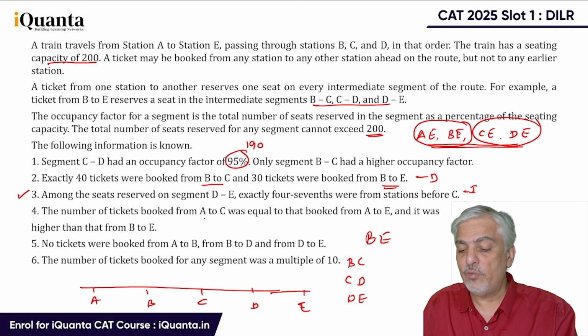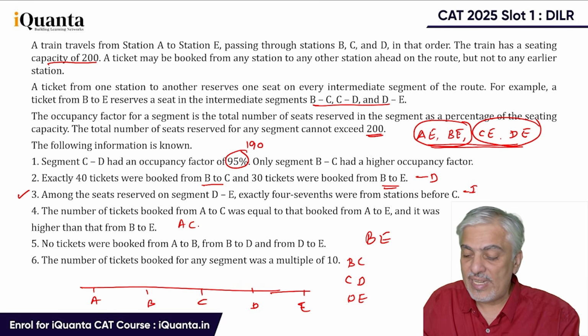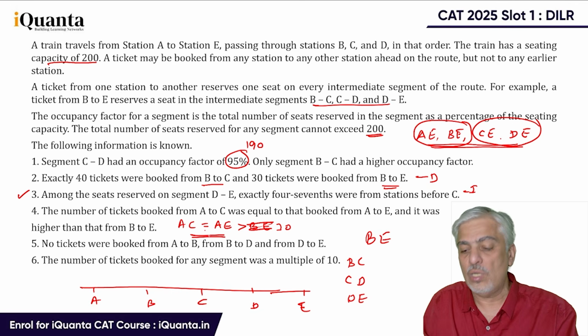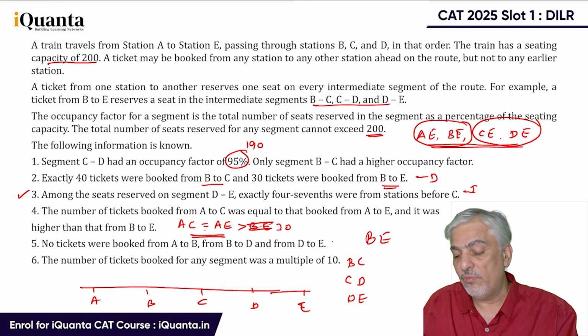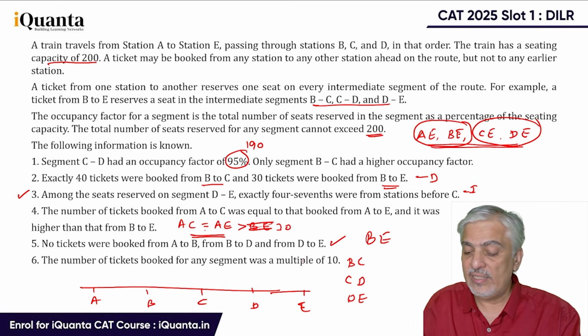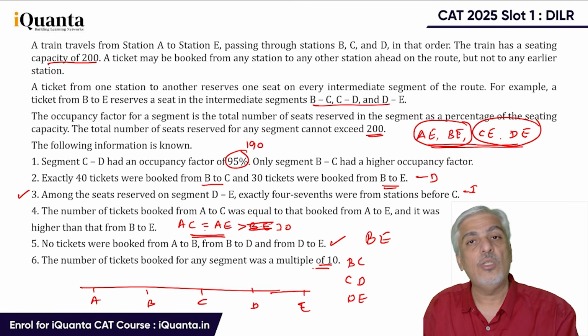The number of tickets booked from A to C was equal to the number of tickets booked from A to E, and it was higher than BE. So this data given: AC equal to AE higher than BE, and BE we knew was 30. So these 2 are higher than 30, but we still don't know complete information. No tickets were booked from A to B, B to D, and D to E. Very, very direct information. 3 segments, no tickets, 0. And the numbers of tickets booked were all multiples of 10. Great. This also gives us a lot of data.